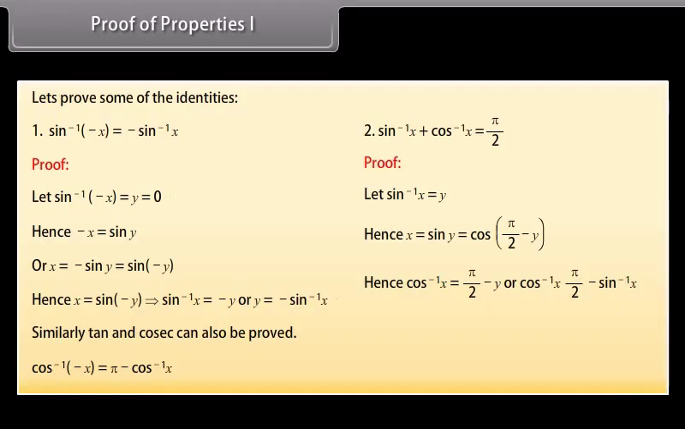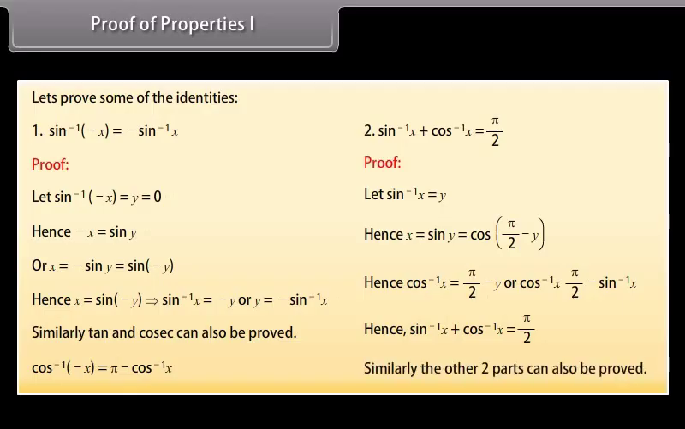Hence, cos inverse x is equal to pi by 2 minus y, or cos inverse x is equal to pi by 2 minus sin inverse x. Hence, sin inverse x plus cos inverse x is equal to pi by 2. Similarly, the other two parts can also be proved.